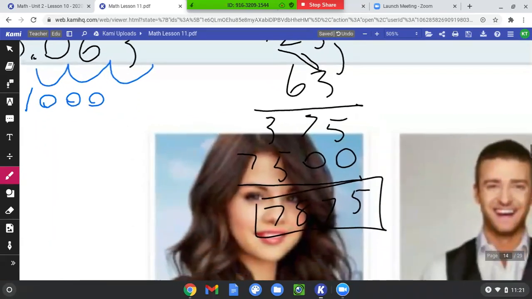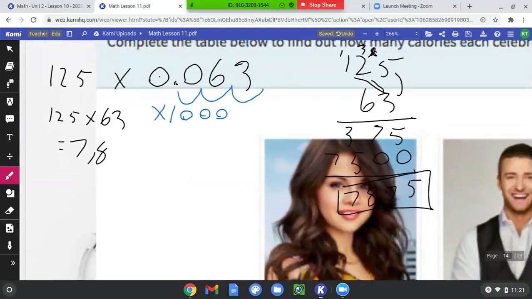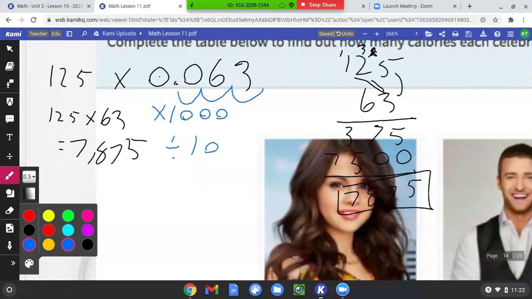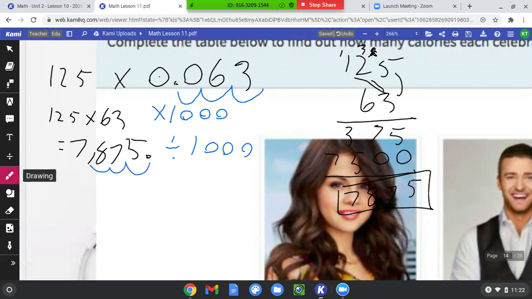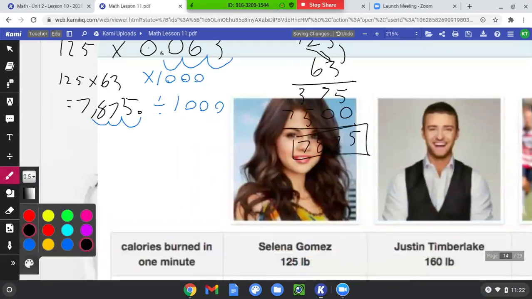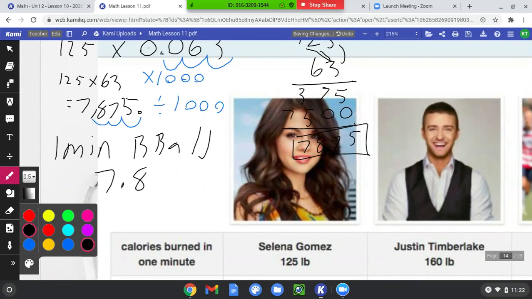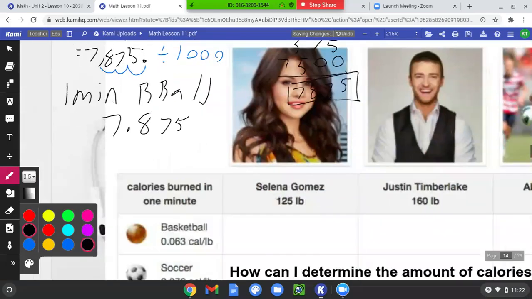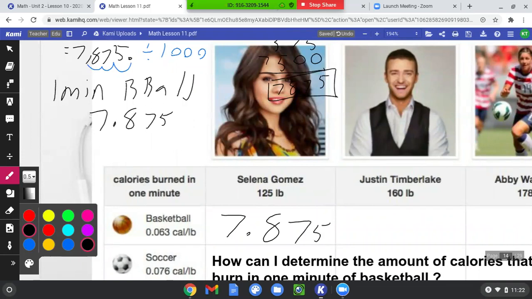Okay, I got 7,875. Am I done with this? We scaled up, we multiplied, and now I have 7,875. Now we need to scale down. I'm going to divide by 1,000. So that decimal point is going to move 1, 2, 3. And Selena Gomez, in 1 minute of basketball, burned 7 and 875 thousandths calories.